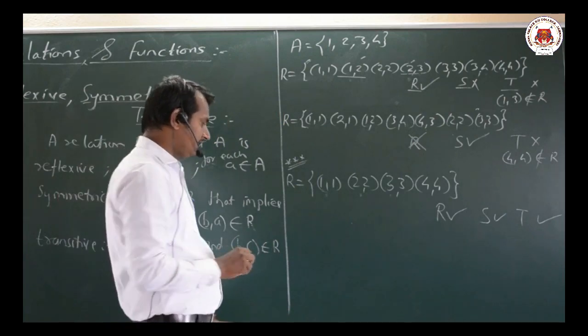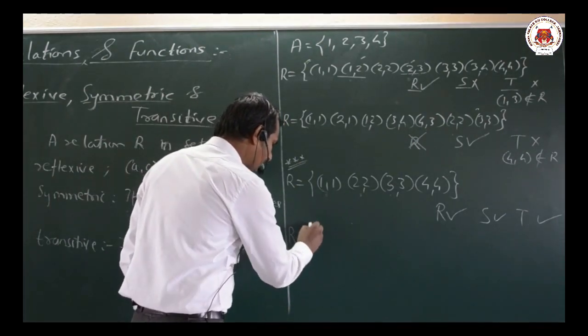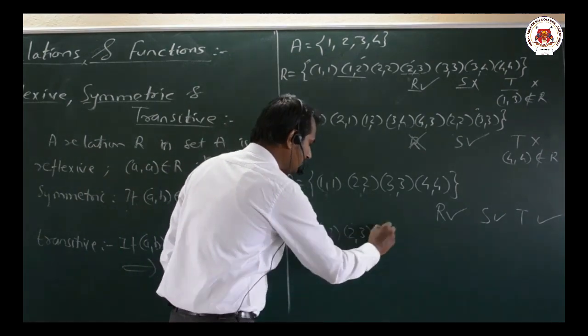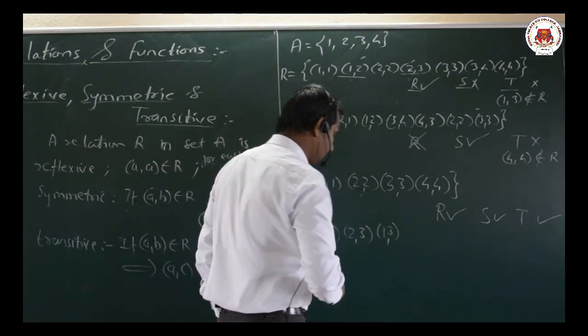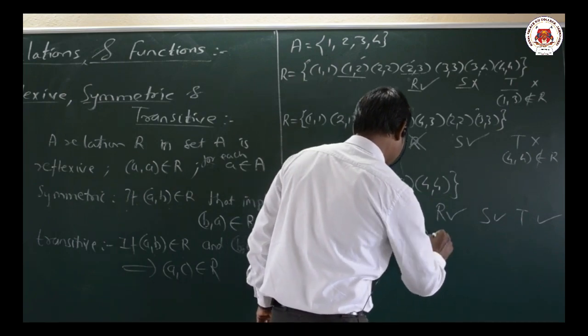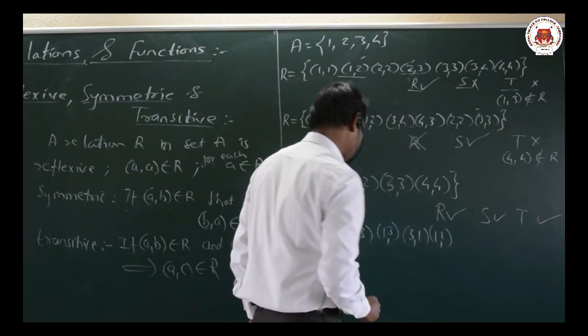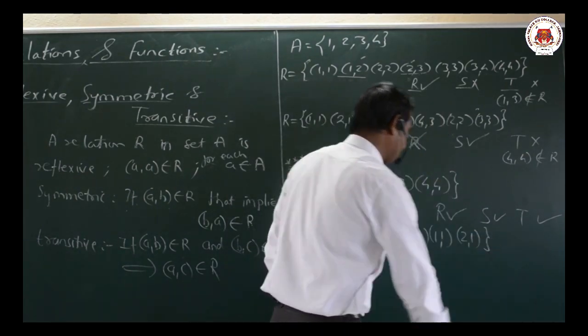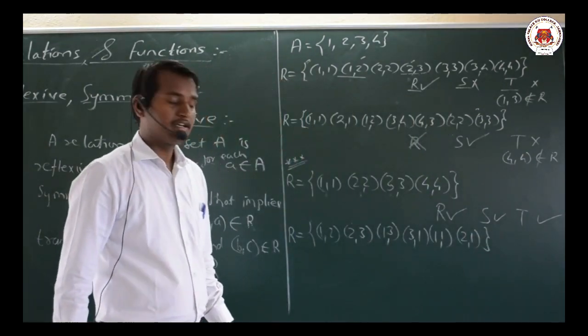Okay, dear friends, let us take one more example. R equal to {1 2, 2 3, 1 3}. Then we may have {3 1, 1 1, 2 1}. Now let us observe for all these three.